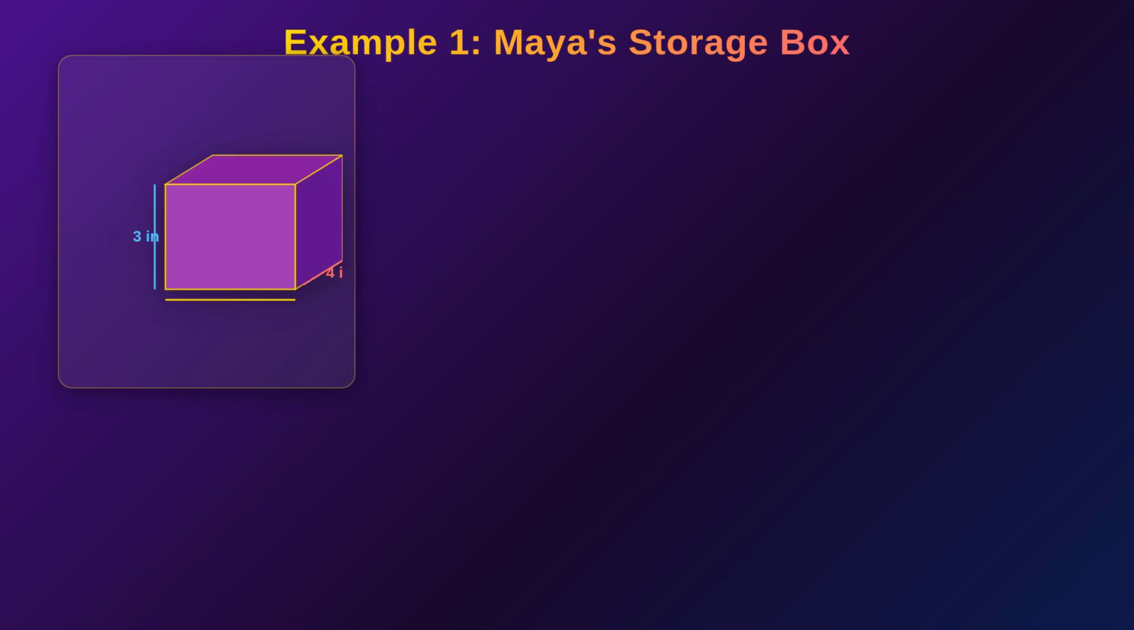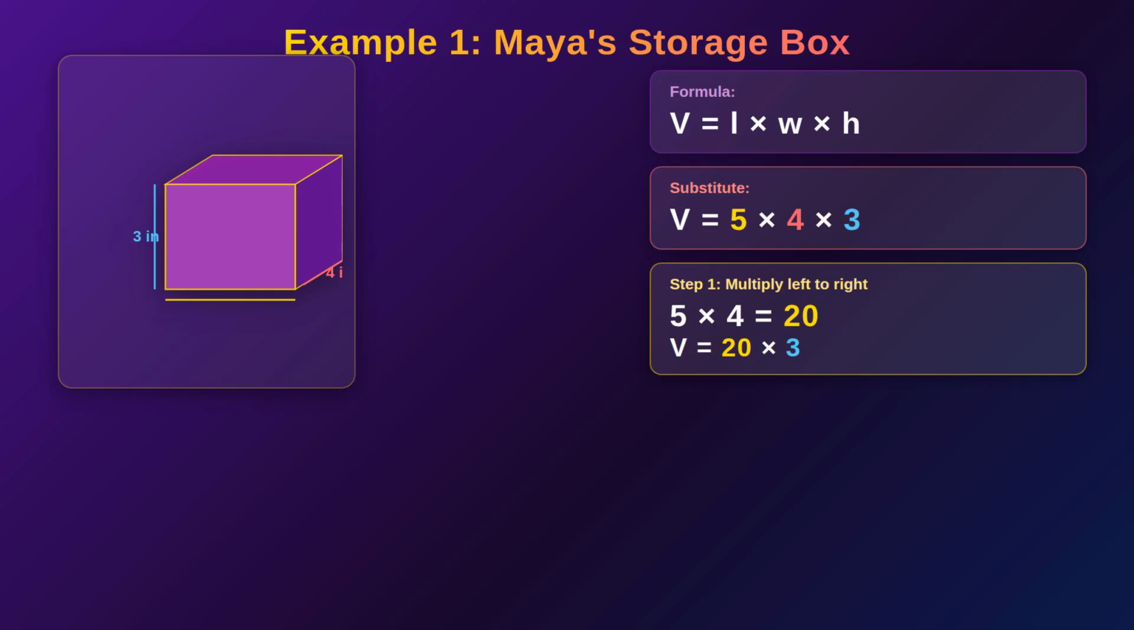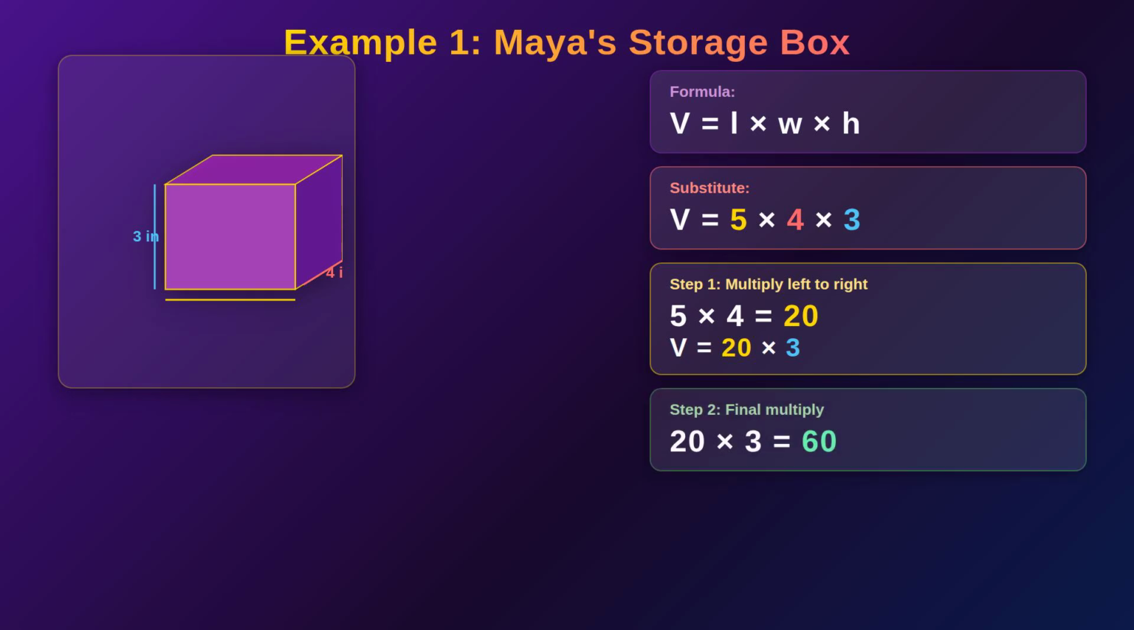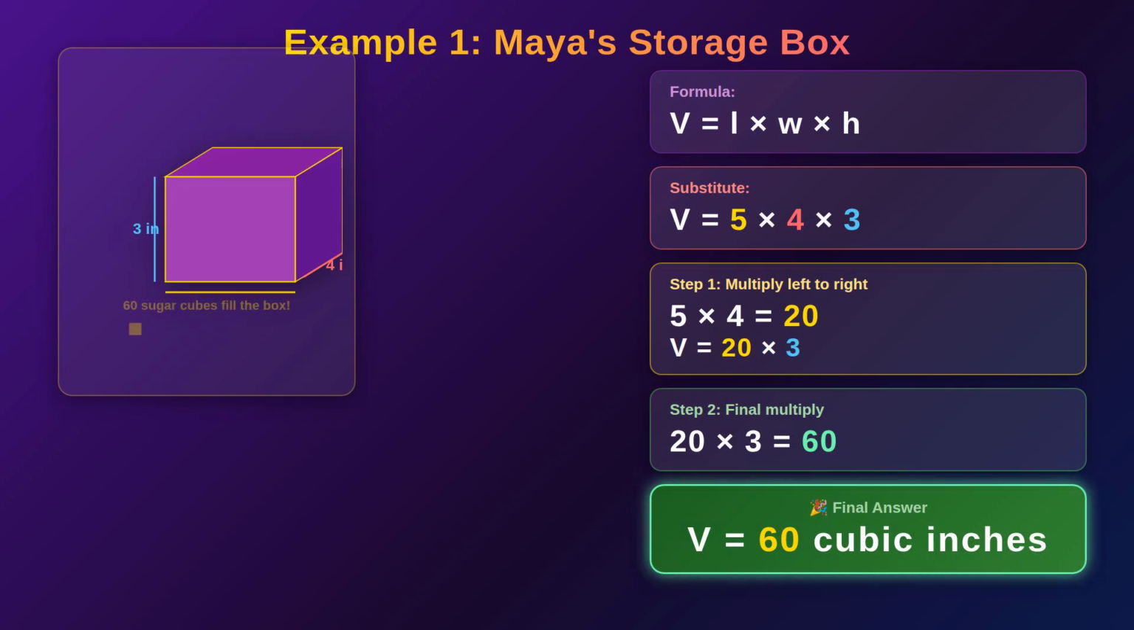Here's Maya's storage box. It measures 5 inches long, 4 inches wide, and 3 inches tall. Let's use our formula. Step 1, length is 5, width is 4, height is 3. Step 2, V equals L times W times H. Step 3, substitute. V equals 5 times 4 times 3. Now we multiply left to right.